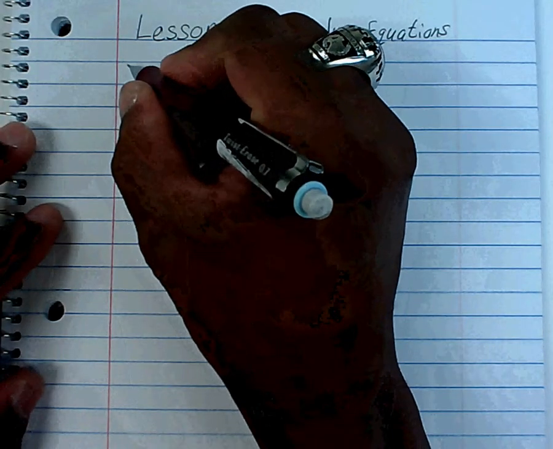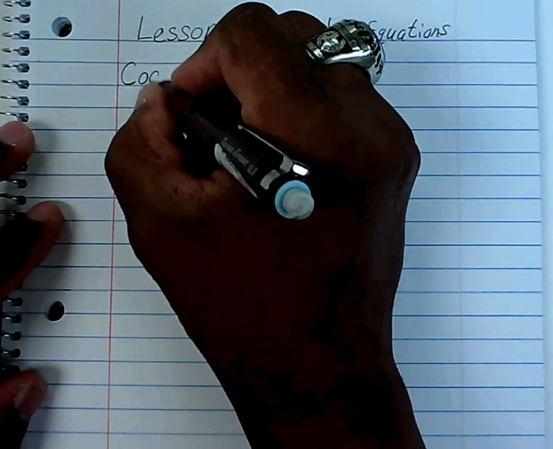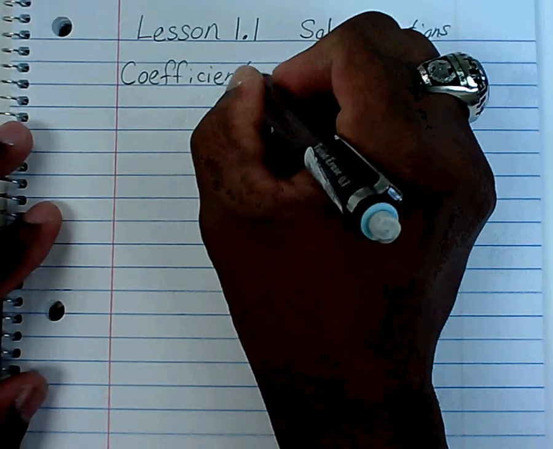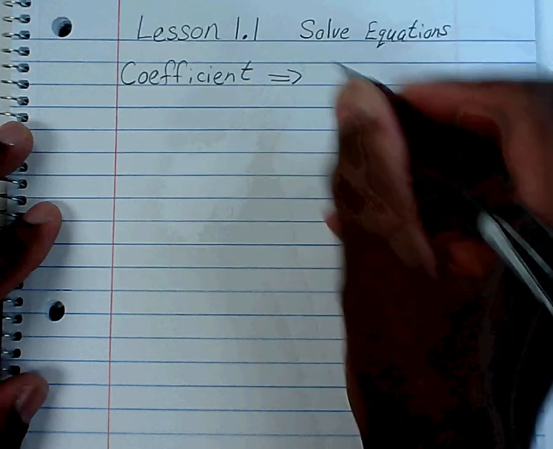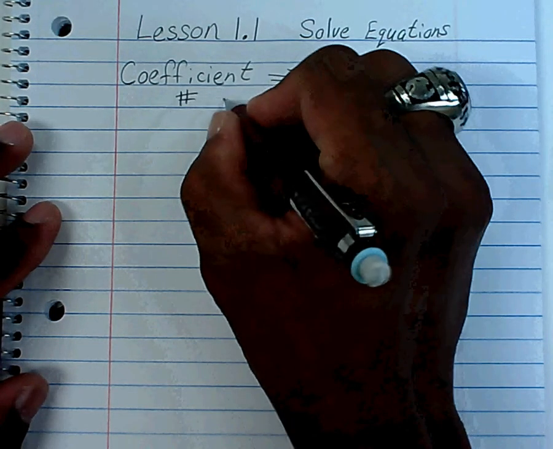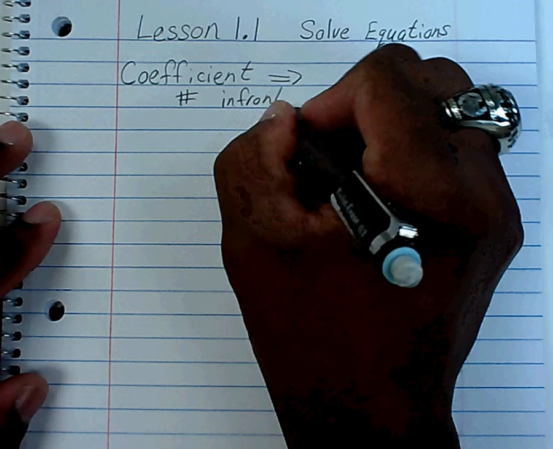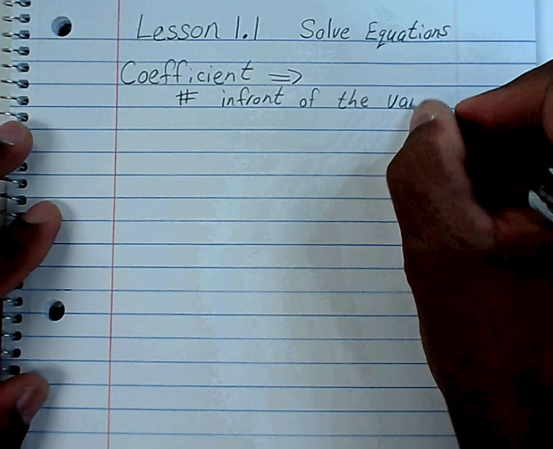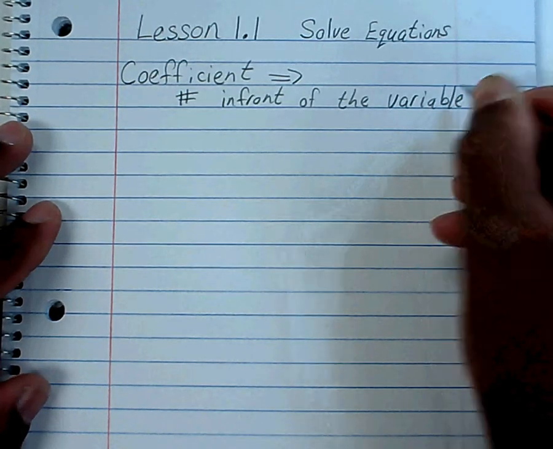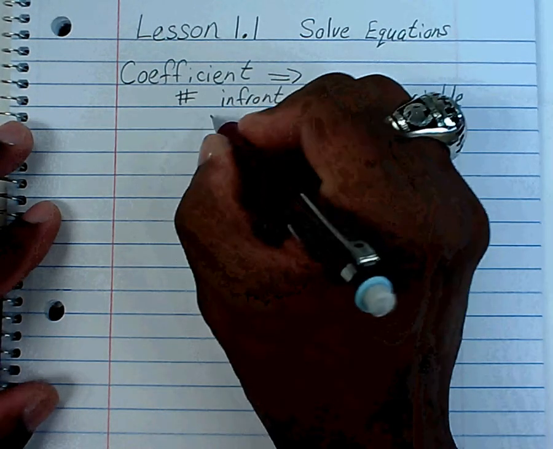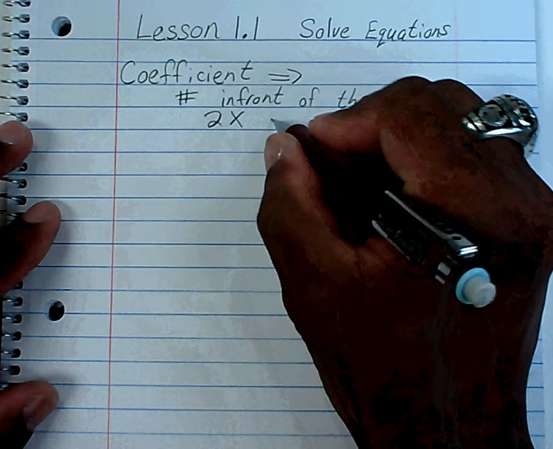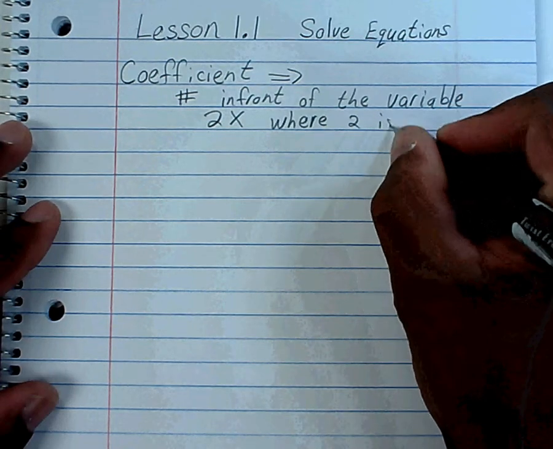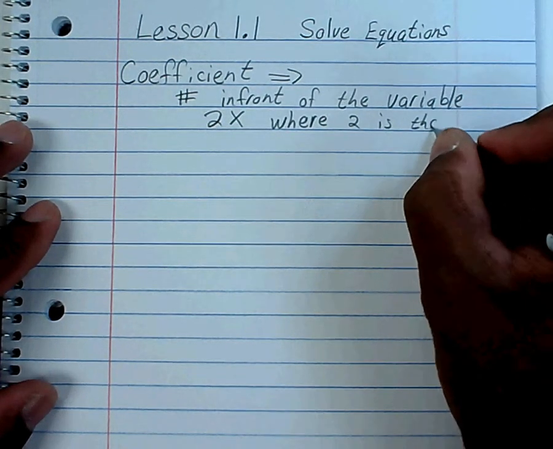We have one vocabulary word that we need to review: coefficients. A coefficient is a number in front of the variable. An example: 2x is your term, where 2 is the coefficient.